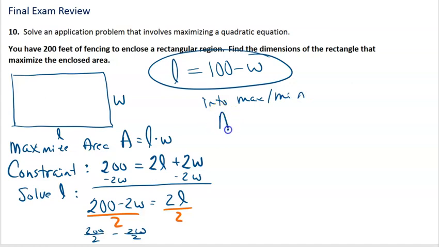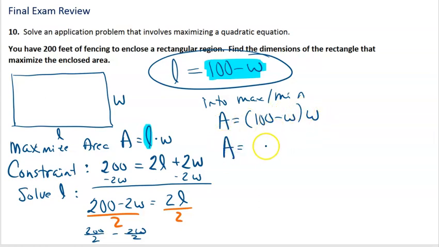Okay, so I have area equals L, which is 100 minus W. So look, I removed the L. Ooh, I didn't mean to do that. I'm supposed to be using a highlighter. I'm sorry. I removed the L, and I replaced it with what L is, which is 100 minus W. Now that W right there is still next to it, just like that. So this was L, and now it's 100 minus W times the W that's already in the equation. The reason I did that is because now I have a quadratic equation with just one variable.